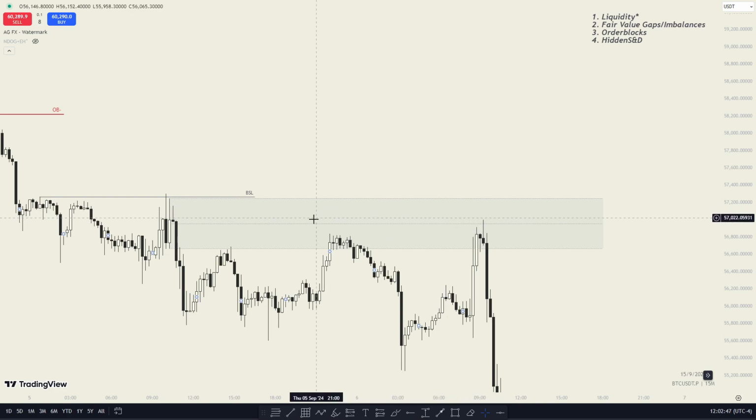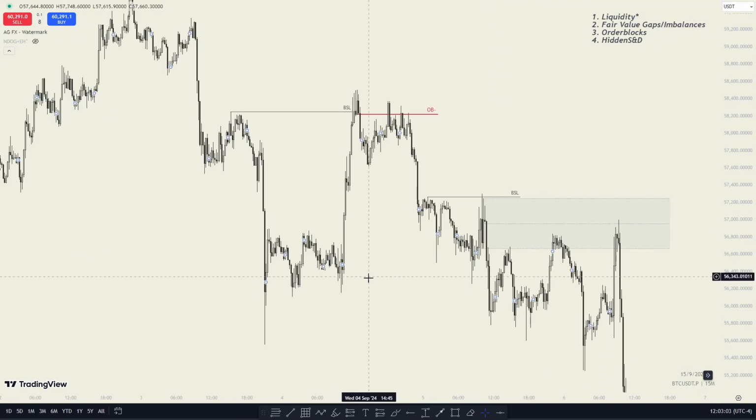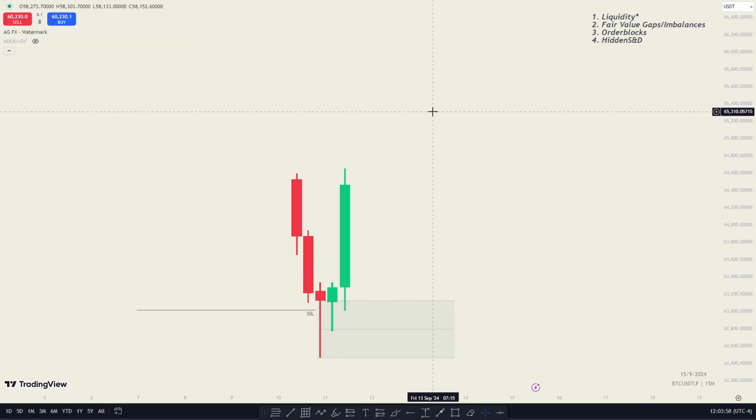So if you would have been in a trade from here, because it's the first time price tapped an order block, once it reached here you would want to see if it has any willingness to move away fast from it, and as you can see, it moved away from here quite rapidly. So, hidden SND.